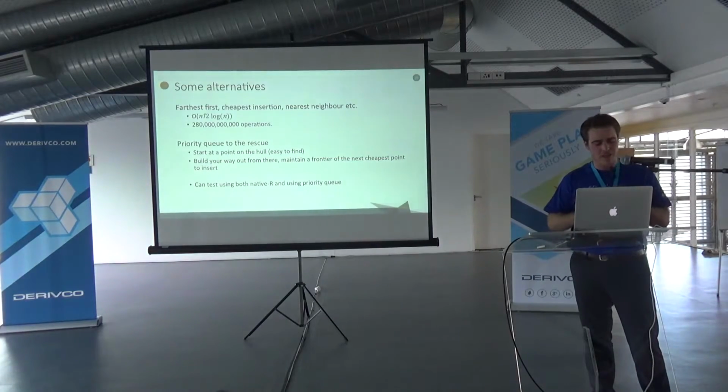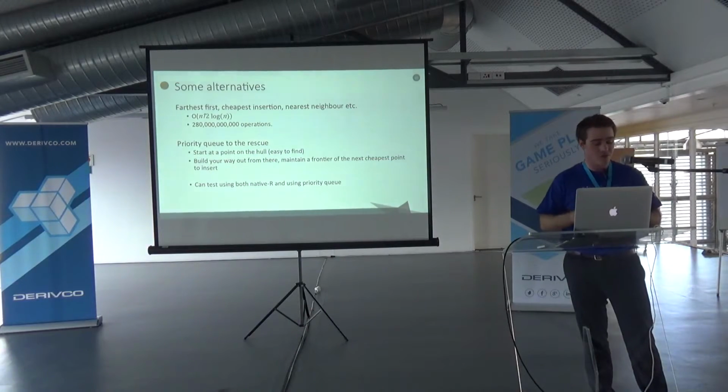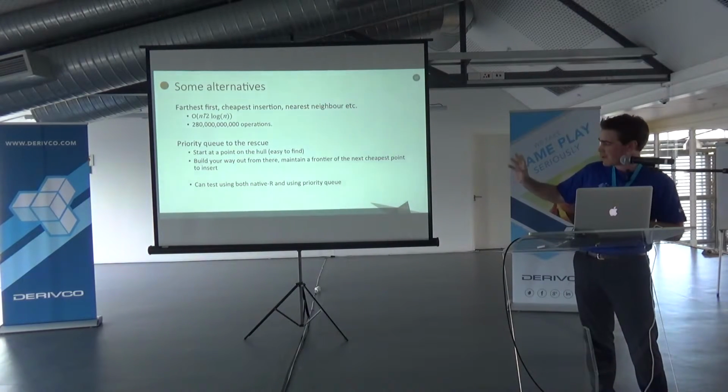Which is 280 billion operations. That's more than your computer can do in C++, right? So now you've got to rethink your approach. So priority queues are a great way to solve this.